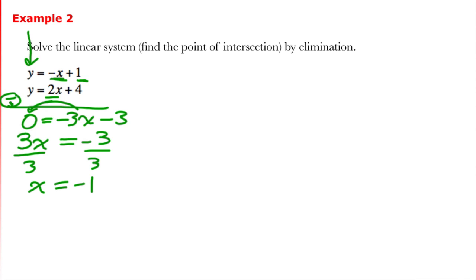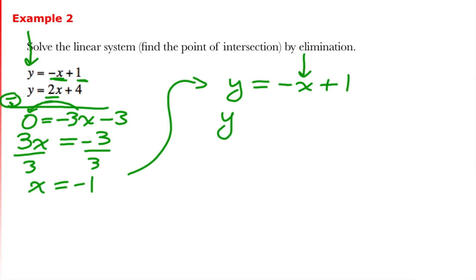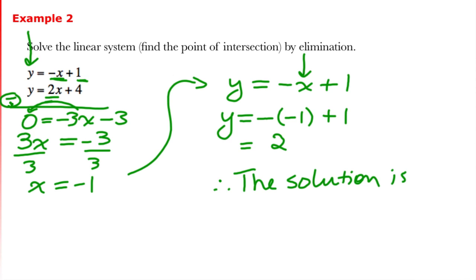We would sub that back in. I want to show you what would happen in the first equation. If you sub in negative 1 for x, don't forget there's a minus sign already there. Then you sub in negative 1 for x. So that really means positive 1 plus 1. So our value for y is 2. So therefore the solution is (-1, 2). So it did turn back into substitution.